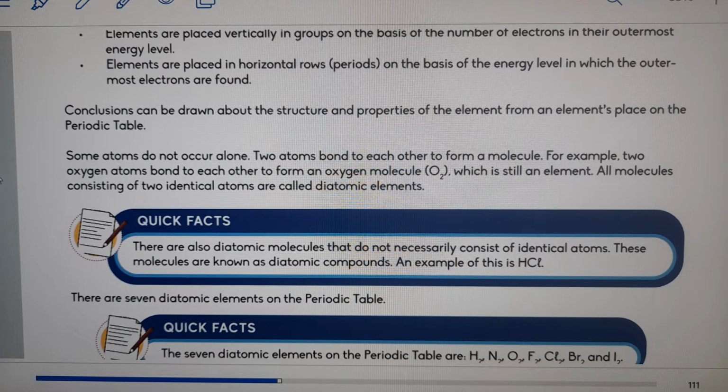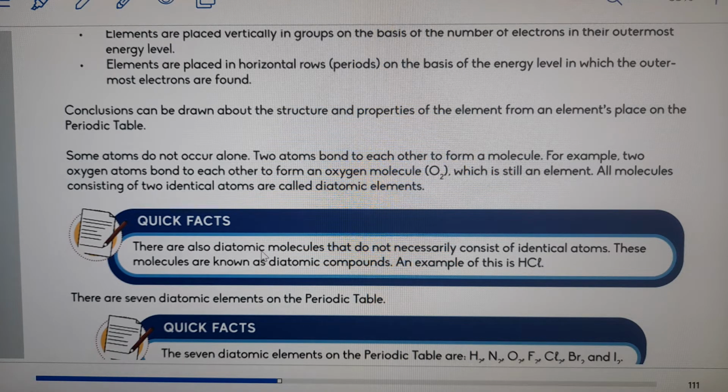All molecules consisting of two identical atoms are called diatomic elements. They are elements and we call them diatomic elements. They are molecules that consist of two identical atoms.